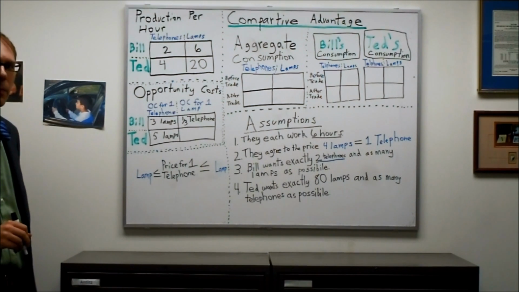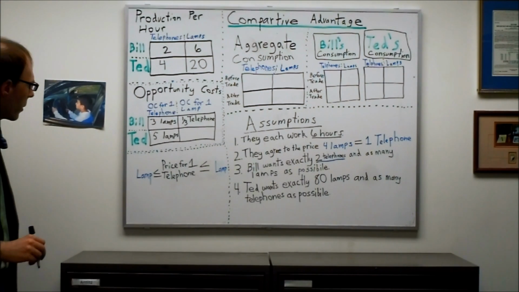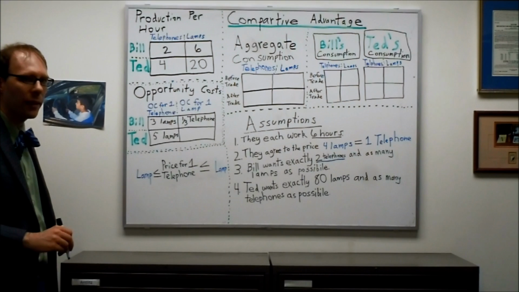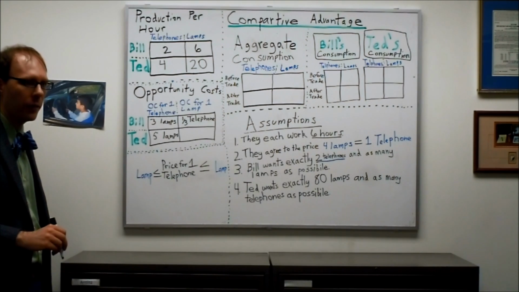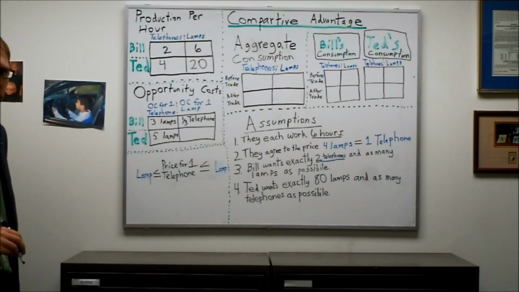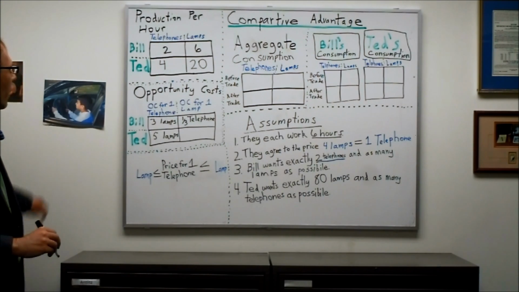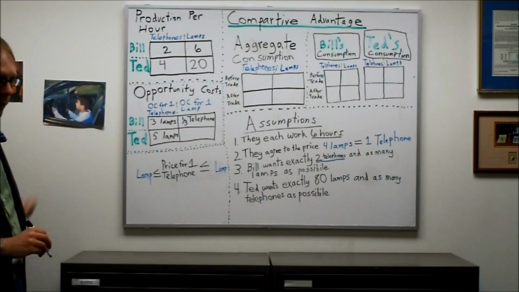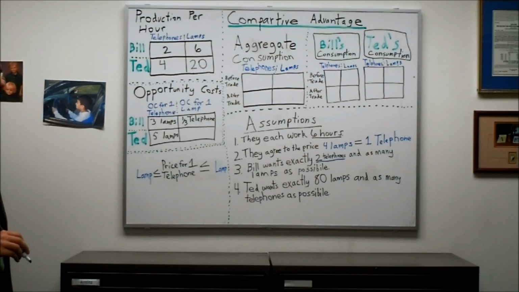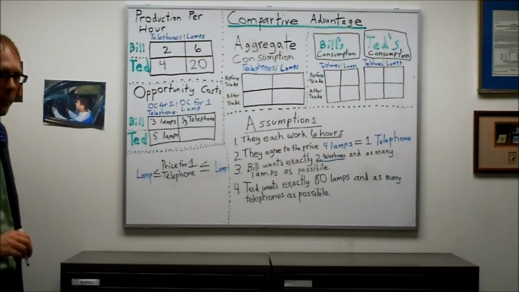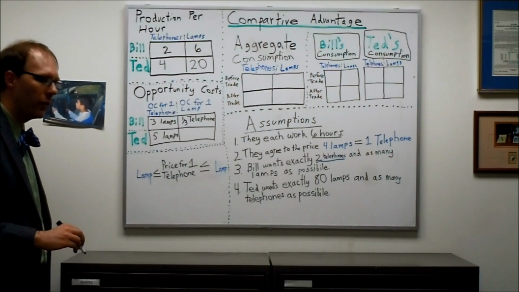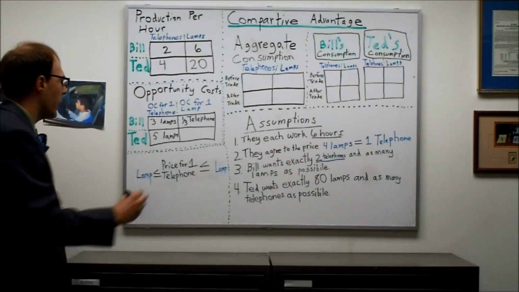We will now do the same thing for Ted. Ted can make 20 lamps an hour. We need to divide that by 20 to turn it into 1. After we divide it by 20, we also divide telephones by 20 to see how many telephones he's giving up to make 1 lamp. 4 divided by 20 equals 1/5.